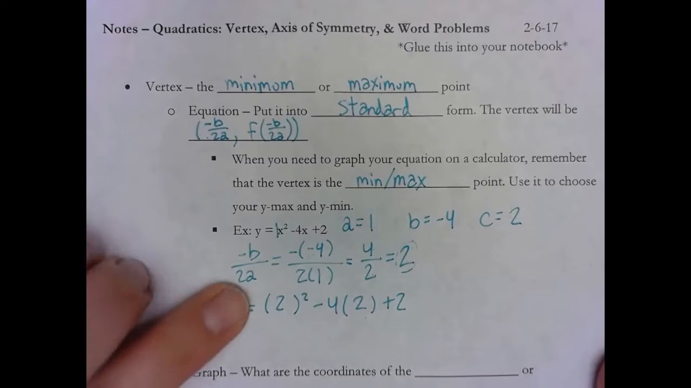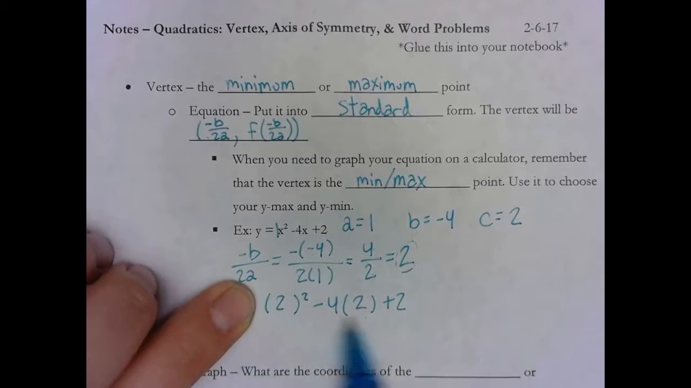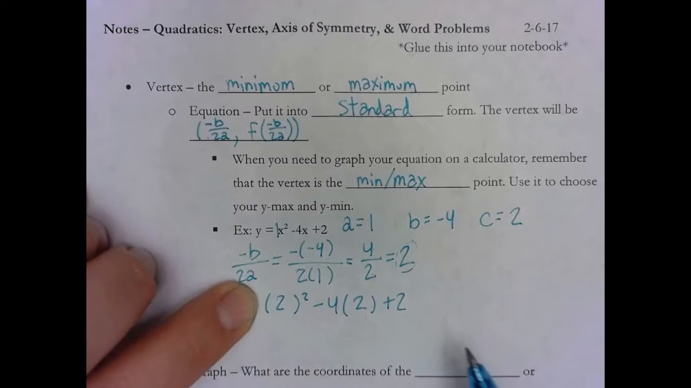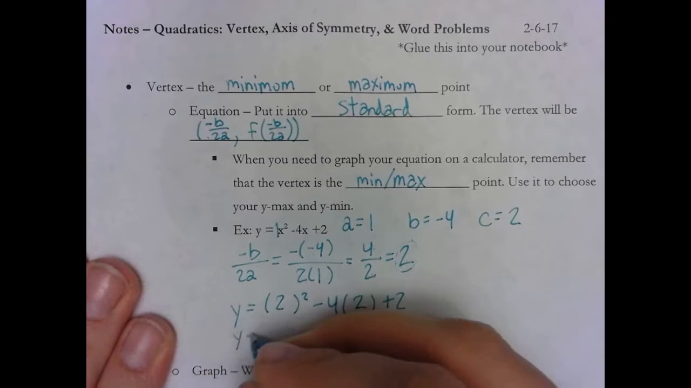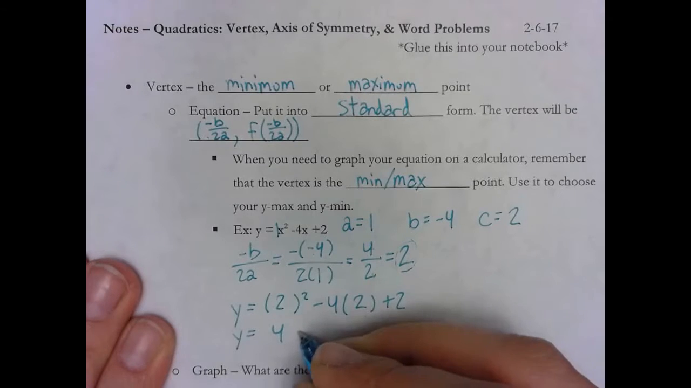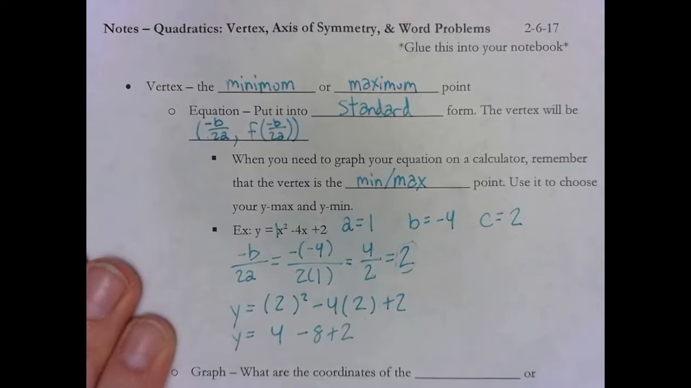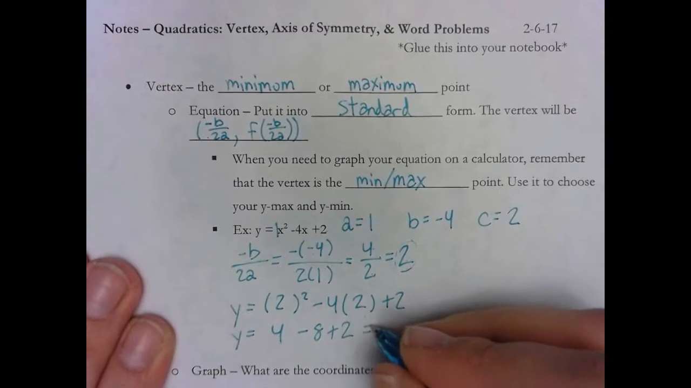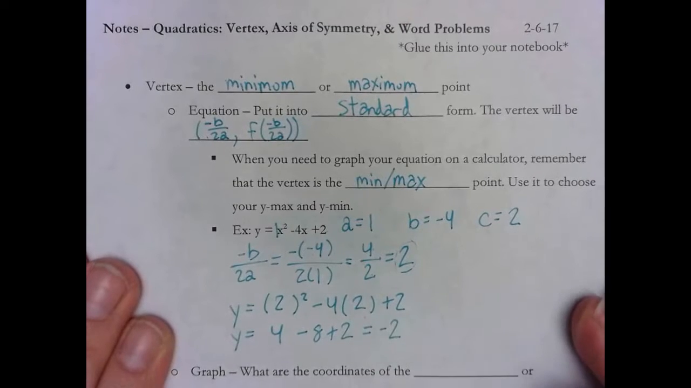And now you have an option. If I were you, I would just plug this into your calculator, exactly like that, parentheses and all. Or you can do it by hand, up to you. We get 4 minus 8 plus 2. Either way, you should get y equals negative 2.